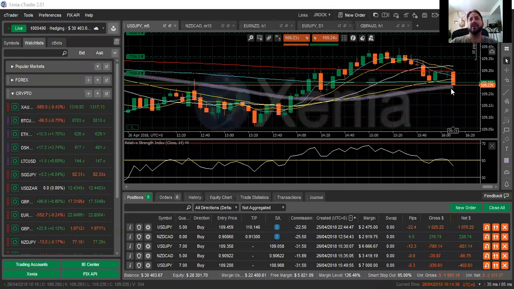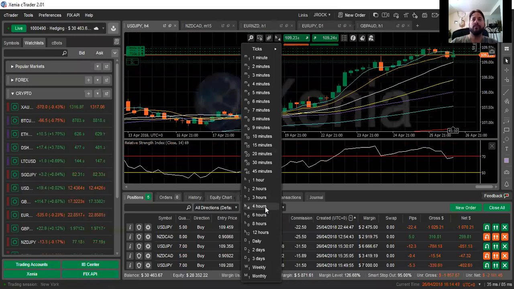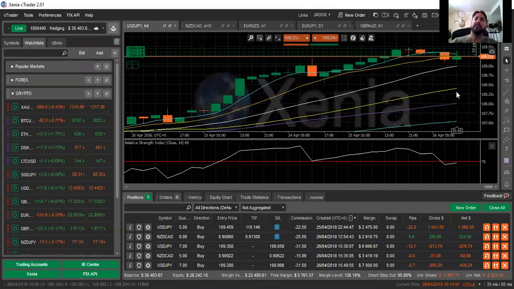Yeah, pull back. We got the 50 right here at 109.23. We're almost there on the 5 minute. But let's go to the 4 hour. I think we're in an uptrend. So we did a pullback, we dropped, and here's the 20 right here. So we've almost touched it earlier, and then we pull back up.